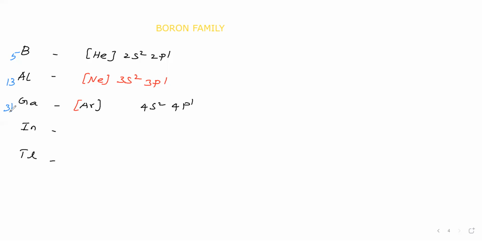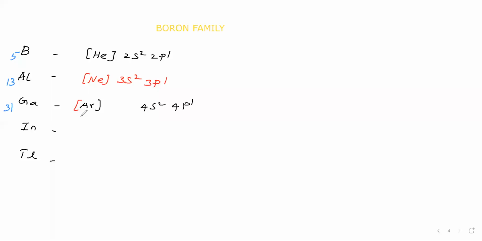So, before gallium, what is there? Transition series, 3d series elements are present. The 3d series contains 10 elements from scandium to zinc. Therefore, we are adding 18. Otherwise, we would have added 8. Because of the transition elements, we are adding 18. So 31 is the atomic number.